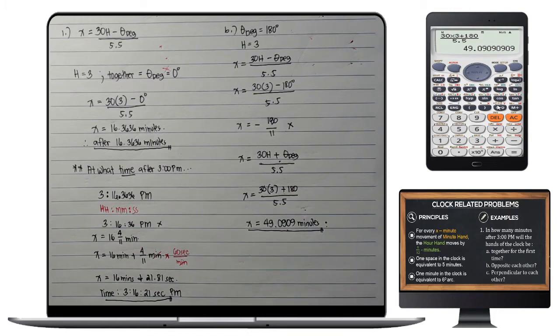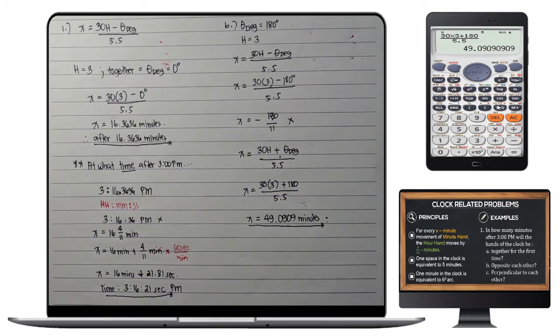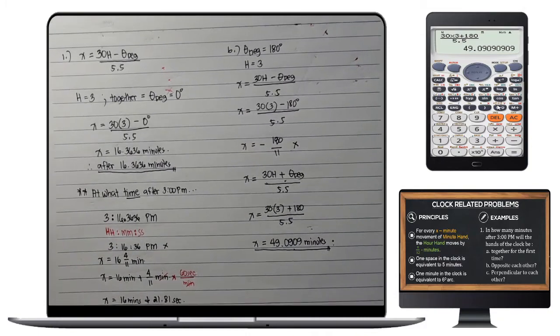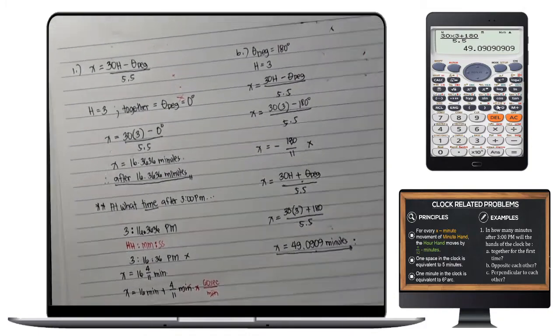Okay? So, let's proceed with the next problem, yung letter C. Perpendicular naman.